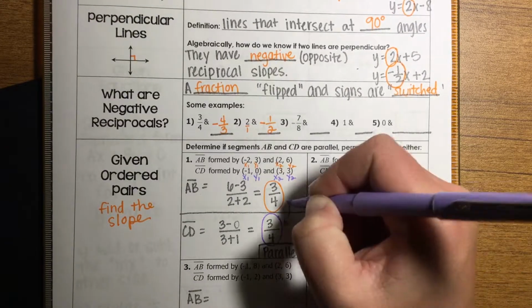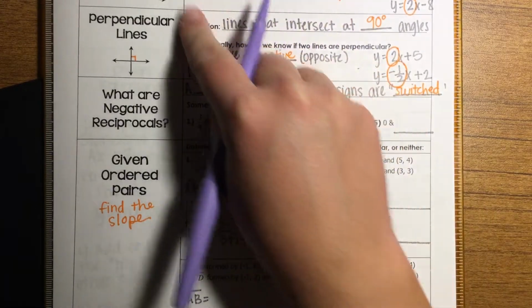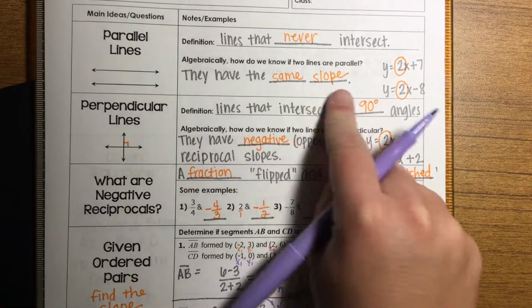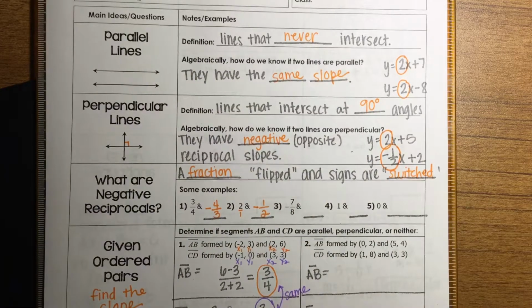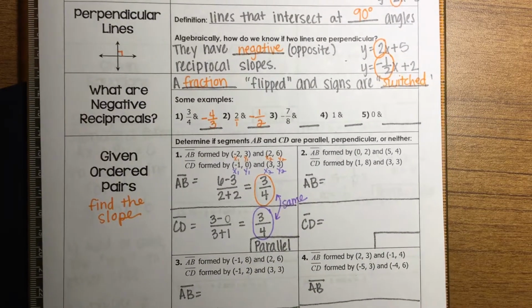These two are the same, therefore, if I go all the way up to the top, it's the same slope. I know they are parallel. So my answer here is going to be parallel.